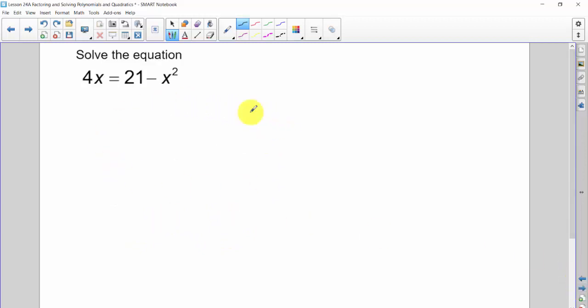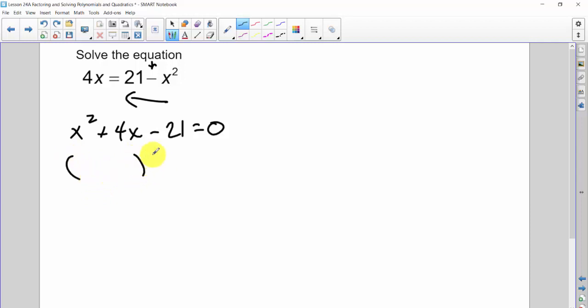Now in this one, the term is not equal to 0, so I'm going to have to do that. I notice in this case that I have a negative x squared. Personally, I never want to factor with a negative leading coefficient or a negative x squared term. So I'm going to bring everything over to this side, giving me x squared plus 4x minus 21 equals 0. Now I have a side set equal to 0. I can factor this. I know that 7 and 3 get me 4, 7 in this case being positive, the 3 in this case being negative.